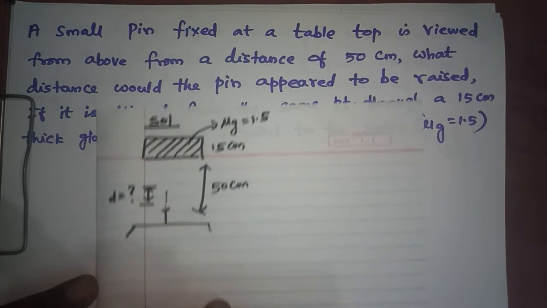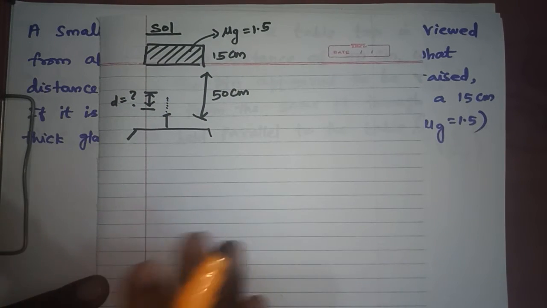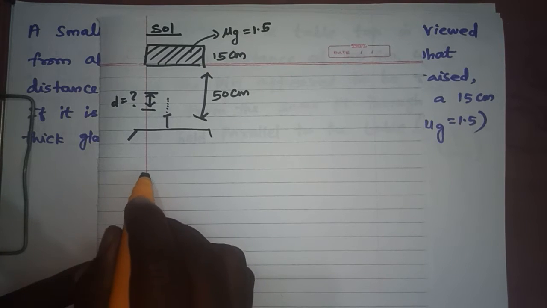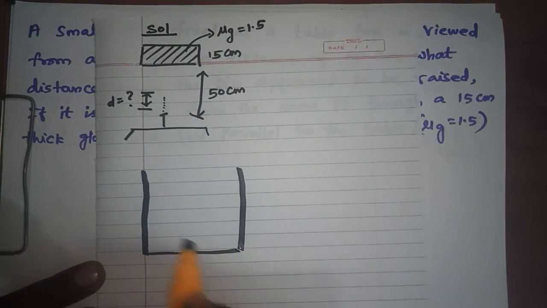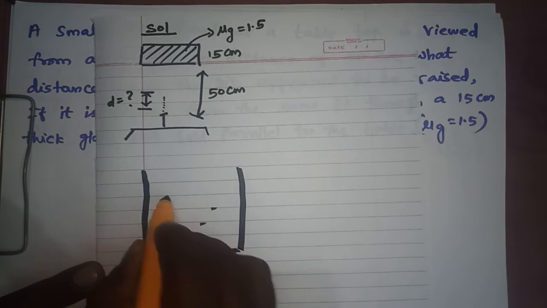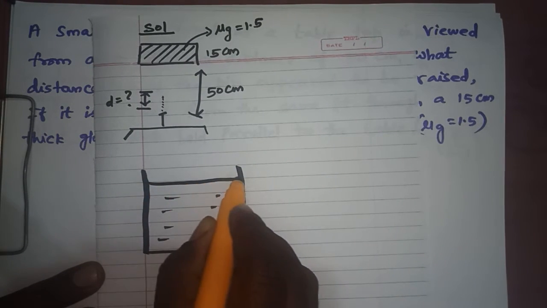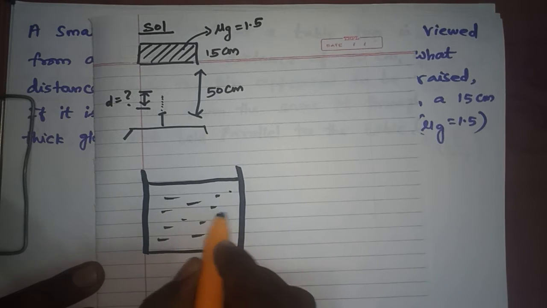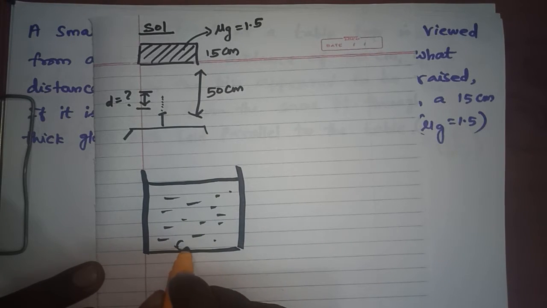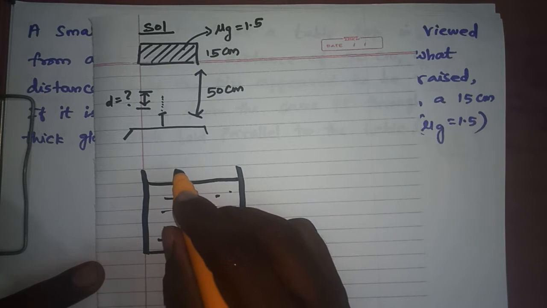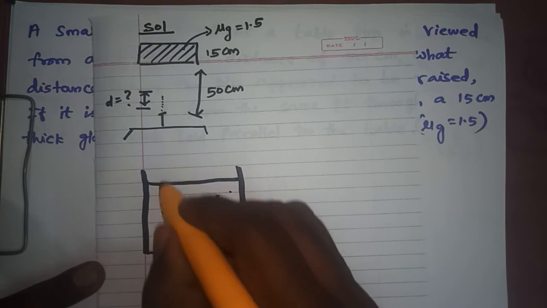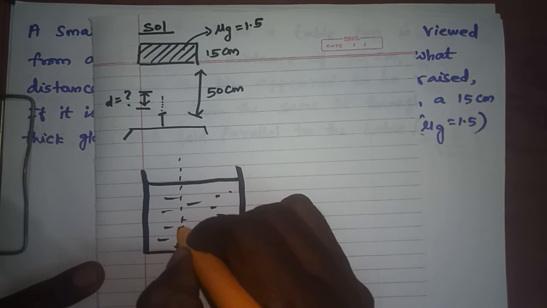For this I am going to explain with a simple concept. Let us say a beaker is filled with water, and let us suppose an object is kept here. If you want to view this object, how does it look? Let us say the object is at this position.